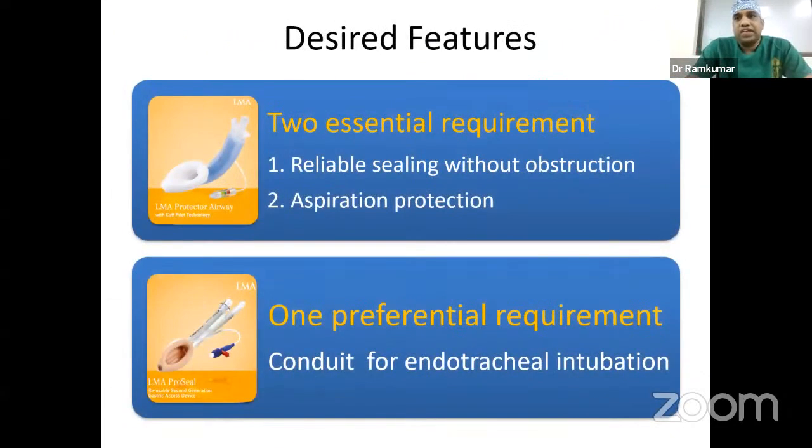Coming to what are the desired features of a supraglottic device. When I choose a supraglottic device, the two essential requirements are a reliable seal without obstruction, and the important one, it should prevent aspiration. The preferential requirement is access to the airway, that is, it can be used to intubate, or it can be used as a conduit to endotracheal intubation. What are the features which help to achieve this? Very useful.